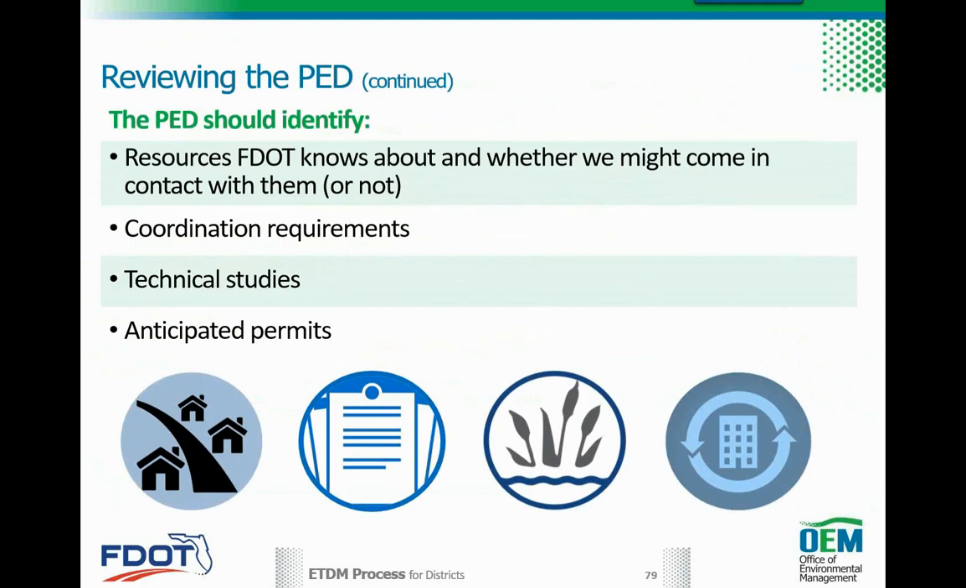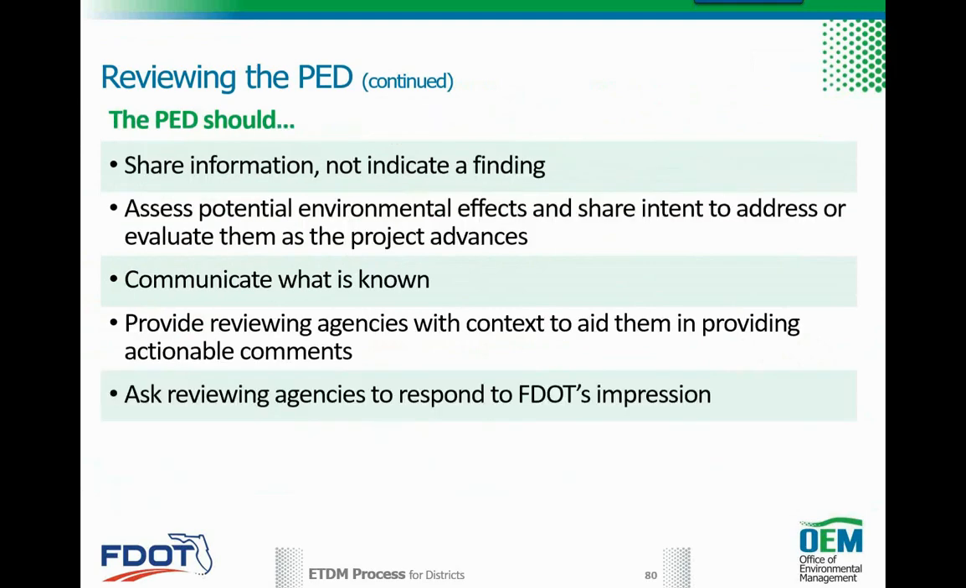We should be identifying technical studies if we know, just based on the project specifics, that there are certain studies we're going to need to complete. If we know there are certain permits we're going to need to get, it makes a lot of sense to go ahead and identify those up front and communicate that to our partners. All these things should be facts-based. We're sharing information. We're not indicating a finding. We need to communicate what we know. And again, the focus is on what the potential effects are, and we want to make sure we identify how we intend to address or evaluate them as the project progresses.